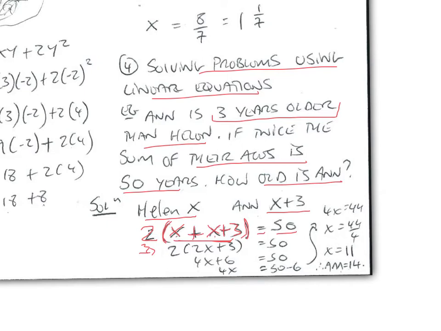So x plus x is 2x plus 3, all equals 50. And then we'll say 2 times 2x is 4x, 2 times 3 is 6. So 4x plus 6 is 50. So 4x must be equal to 50 minus the 6 here. So 4x is equal to 44. X must be equal to 44 divided by 4. X is equal to 11. So Helen would be 11 because that's x. Anne is 11 plus 3. Anne is 14 years old.